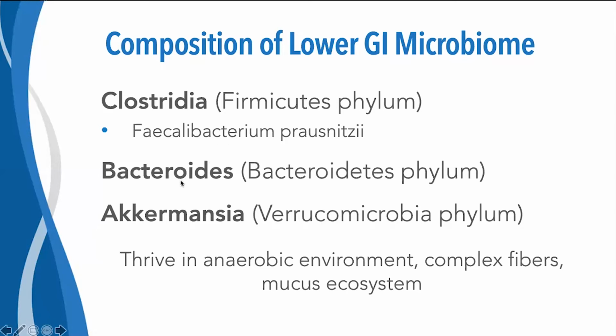Then there's a Bacteroidetes group, which is the major group typically in most people in the Bacteroidetes phylum. Akkermansia is a well-known species in the Verrucomicrobia phylum, which is also one of the key groups in the colon. They thrive in an anaerobic environment. Generally, that whole ecosystem, at least in a healthy individual, thrives on complex fibers, as well as the mucus ecosystem. The mucus layer in the colon is much thicker than in the small intestine. So that's one of the reasons why there's a more significant mucus ecosystem in the colon.